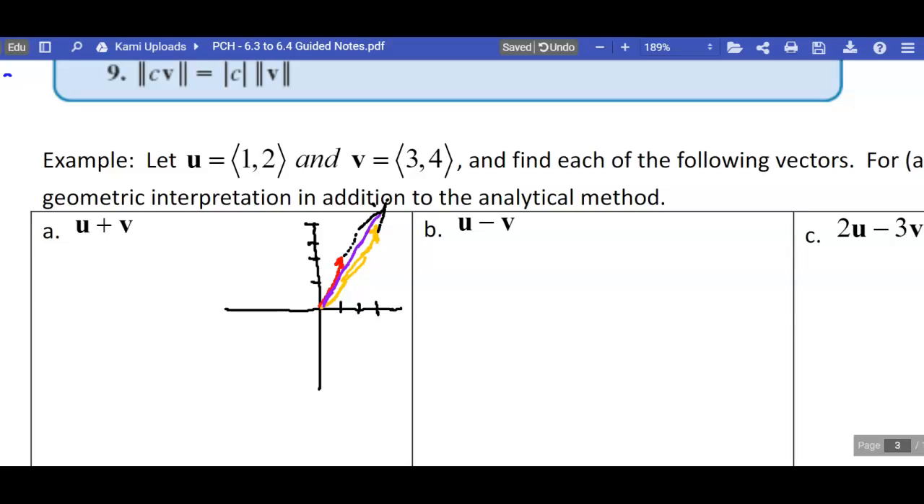So again, if you want to use the tip to tail. Okay, and with a little bit more accurate drawing, you could just pick off what this point is over here and figure out what this is. So now let's do it algebraically. So u plus v, so we're going to have 1, 2 plus 3, 4. So that's going to be 1 plus 3 is 4, and 2 plus 4 is 6. So we have 4, 6.